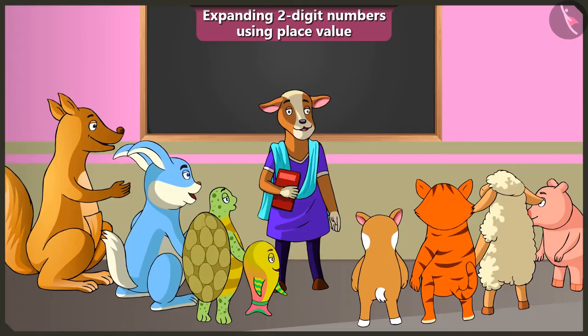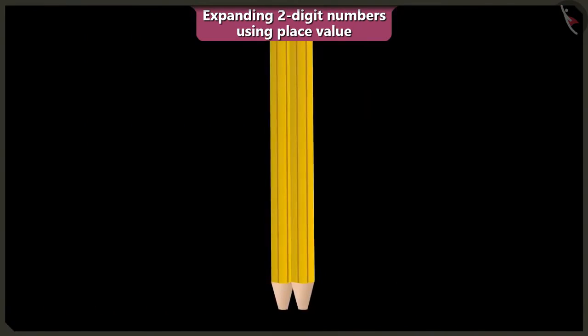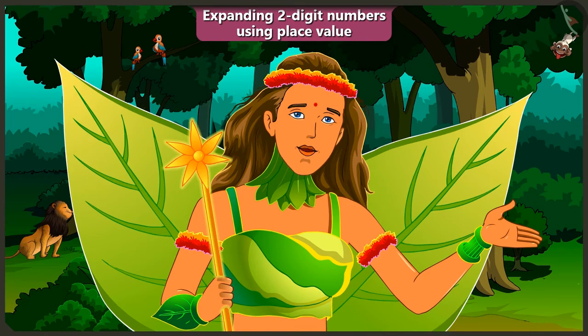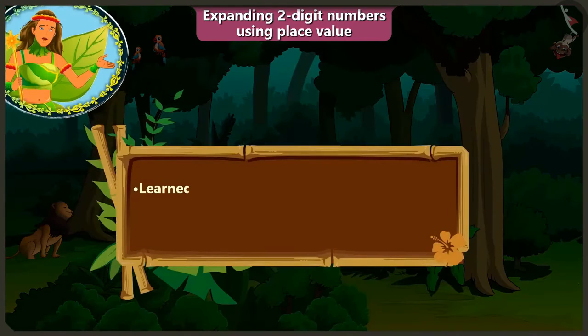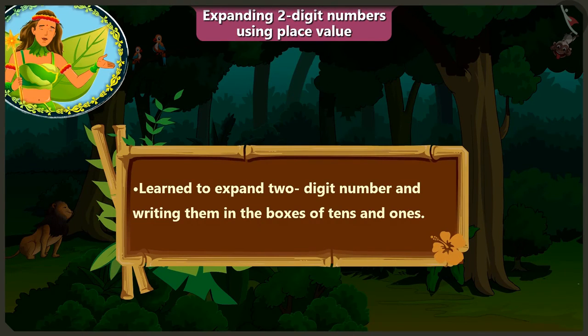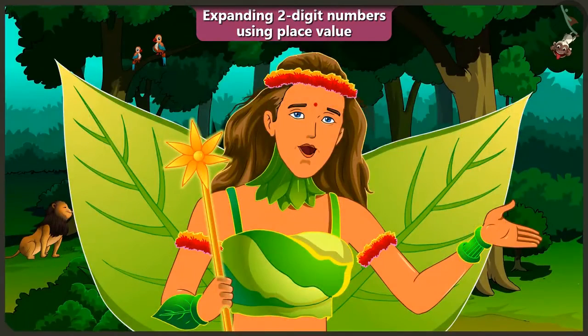Thank you. Very good. So children, in this video, you have learned to expand two-digit numbers by using place value, which means writing in the box of tens and ones. Now in the next video, we will understand expanding two-digit numbers using place value through examples in a better way.